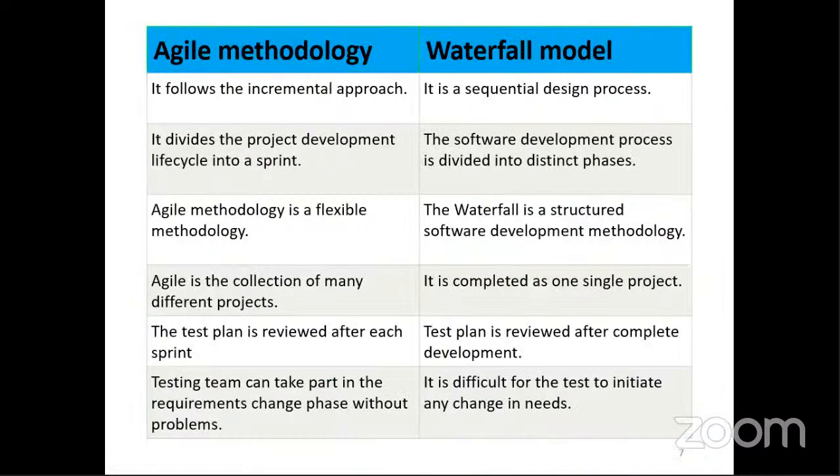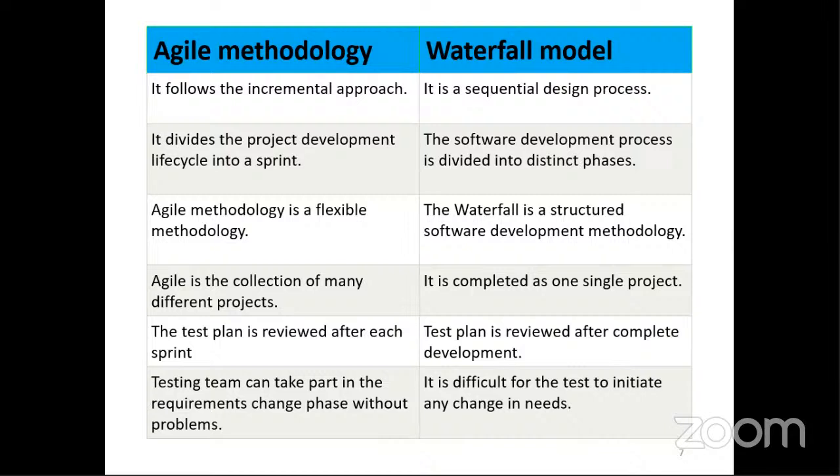We'll see next the agile methodology and waterfall model difference. What is the basic difference between agile methodology and the traditional waterfall model? Agile methodology follows an incremental approach, whereas the waterfall model follows a sequential design process. Agile divides the project development lifecycle into different sprints. What is a sprint? We are going to see that in the Scrum model, where you will be able to recognize what a sprint actually is.